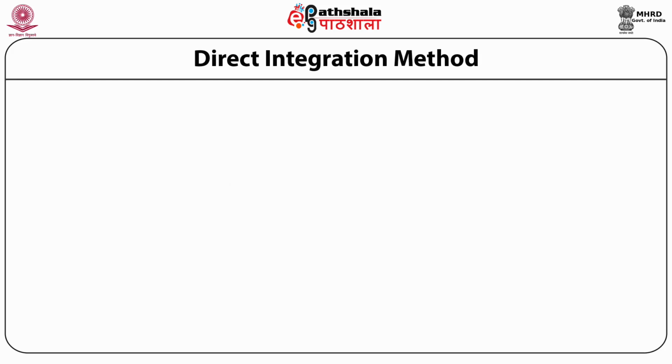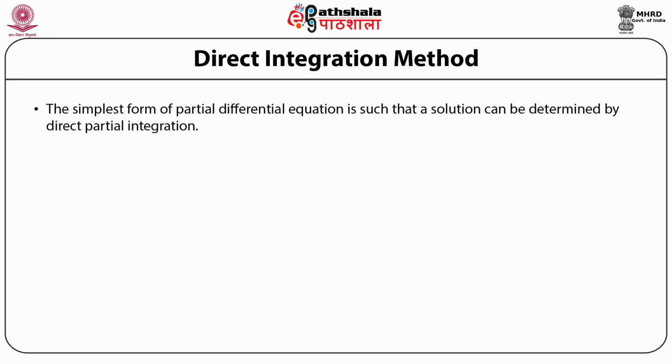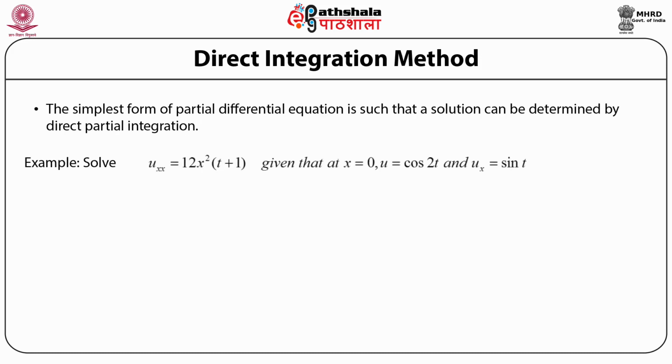Direct integration method. The simplest form of partial differential equation solution is when we can directly integrate. Now assume the problem u_x is equal to 12x squared t plus 1. Given the boundary conditions: at x equal to 0, u is equal to cos 2t, and u_t is equal to sin t. u_x means dou u by dou x. Now we can integrate directly on both sides, because we are integrating with respect to x, not with respect to t.